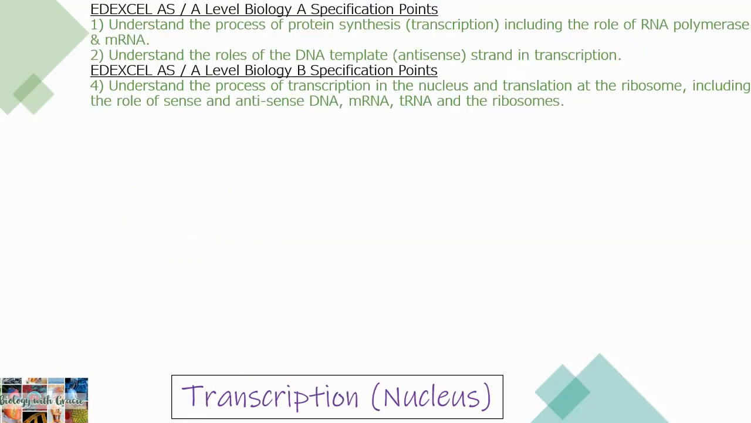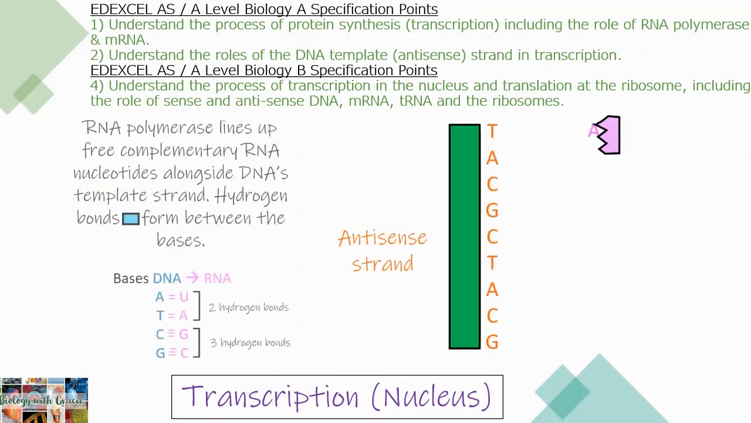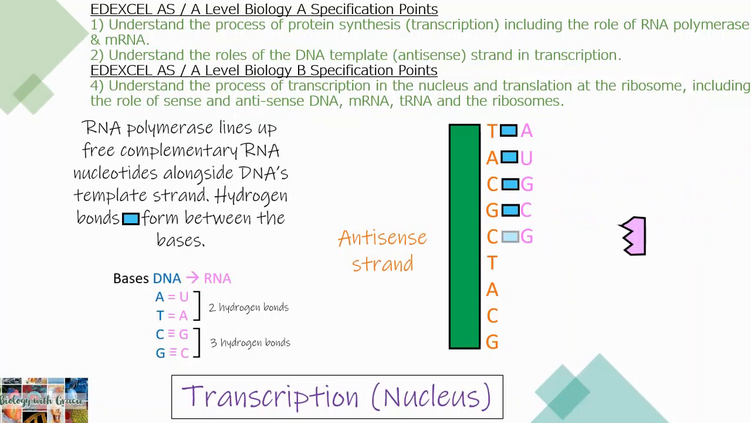So once we have our antisense strand, we've then got RNA polymerase lining up complementary RNA nucleotides alongside the template strand, and hydrogen bonds form between the bases. Just a reminder that the DNA bases are A, T, C and G, and the RNA bases are U, A, G and C. The difference between DNA and RNA is that RNA has a U and DNA has a T.